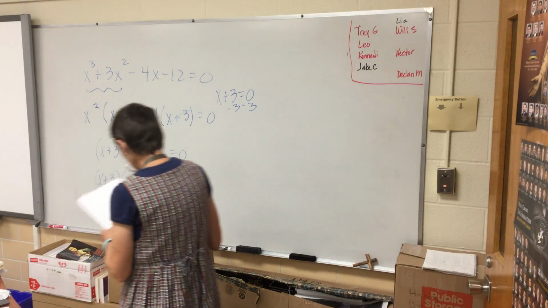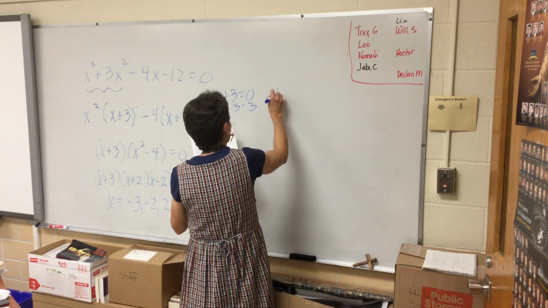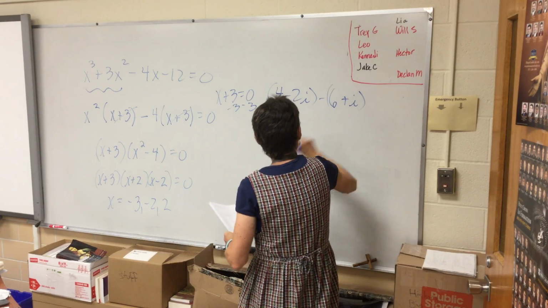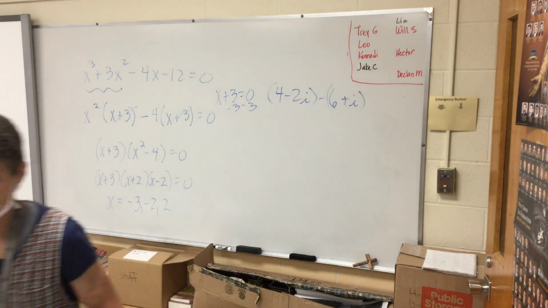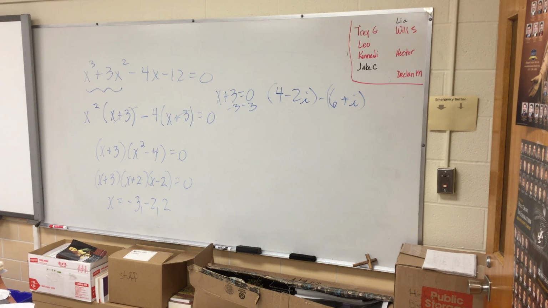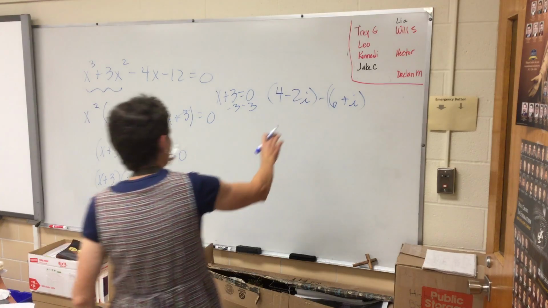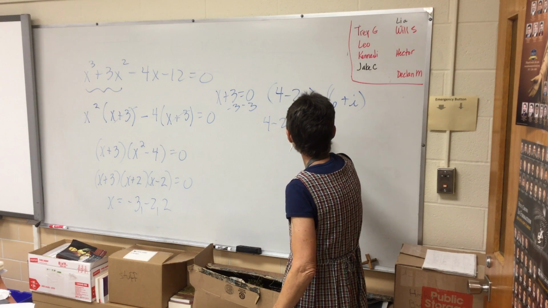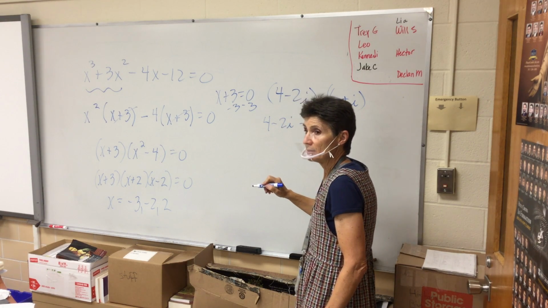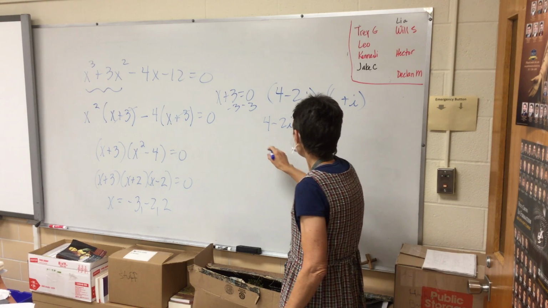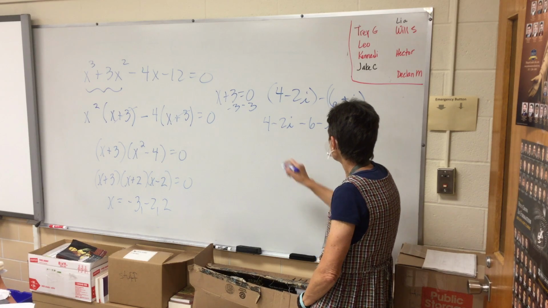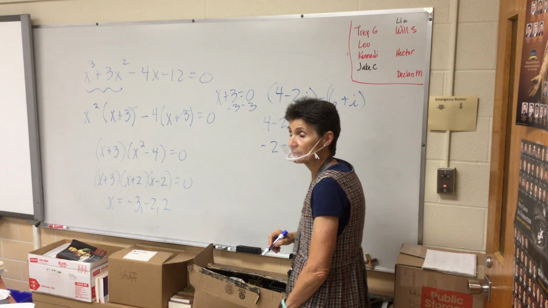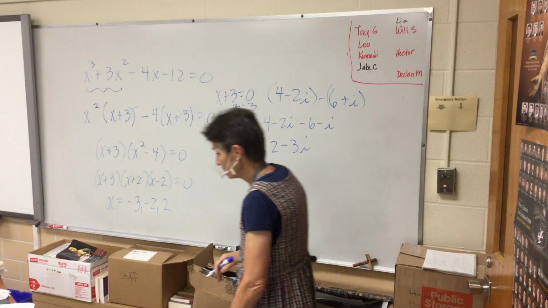All right. Now we got a couple of easy ones. So 4 minus 2i minus 6 plus i. All right, what's our strategy on that? Yep, we gotta distribute the negative. So 4 minus 2i minus 6 minus i. So let's see. Negative 2 minus 3i. Done.